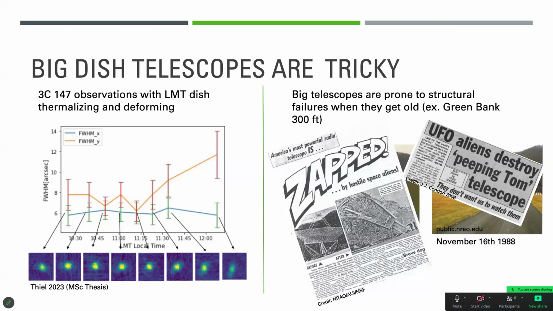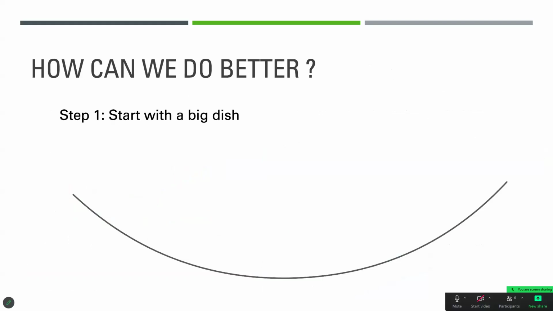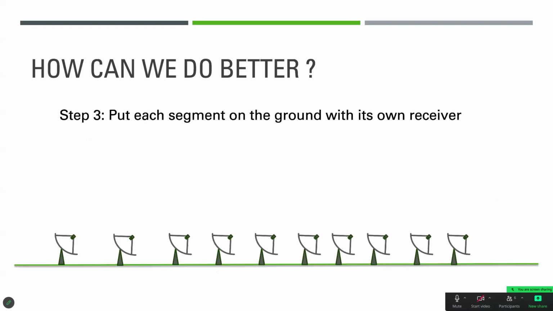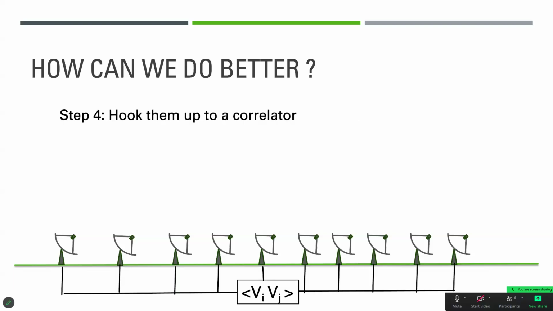Okay, so there's a limit to how big we can make these things. So how do we do better? Well, let's start with a big telescope and split it up into little segments. Let's take each segment and put it on the ground with its own receiver. Then we hook them up to a magical machine called a correlator. So instead of just computing the square, the power, you compute the power by actually multiplying the signals of pairs of telescopes together. Well, we multiply and we don't add. You can ask me later. I don't have time to talk about that right now.